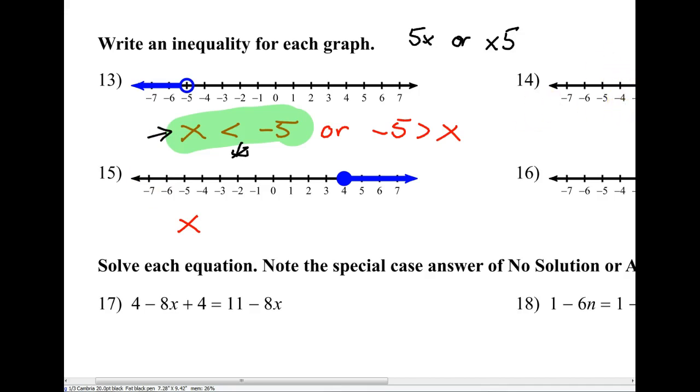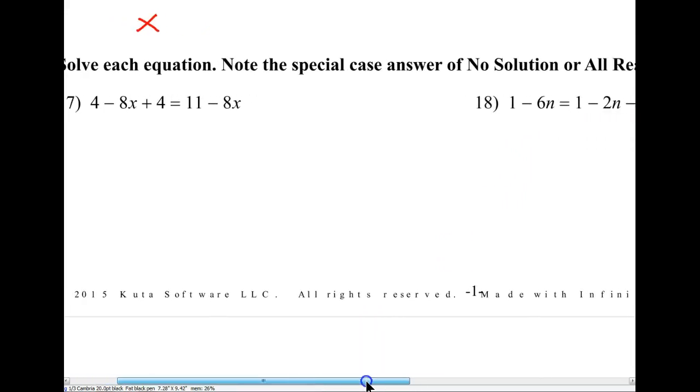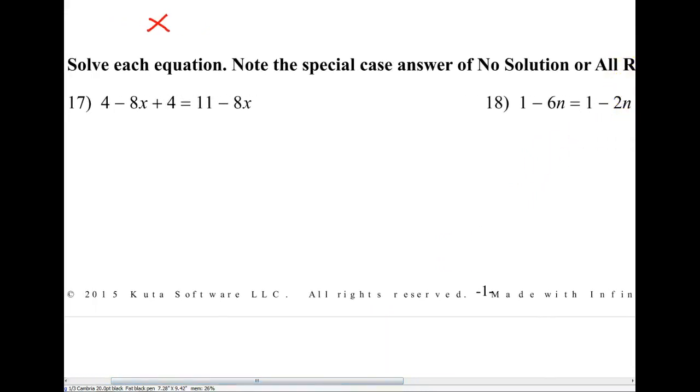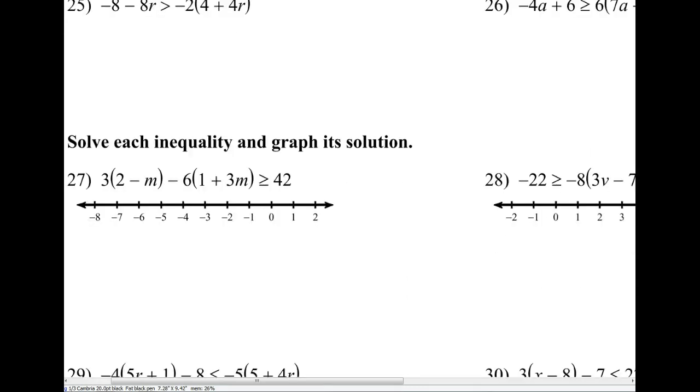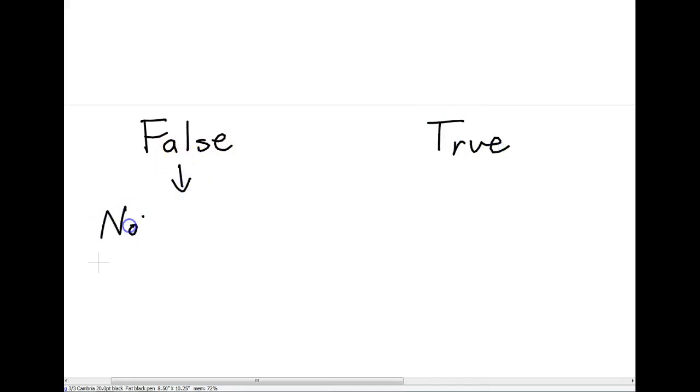Okay? Lastly, no solution and all reals. I just want to go into a little bit of information about no solutions and all real numbers so you know the difference very clearly. What you want to do is focus in on whether what you're left with is false or true. A false statement will lead to an answer of no solution always. Whether equations or inequalities, something false will lead to a no solution.